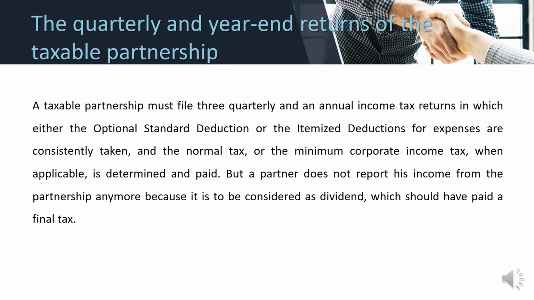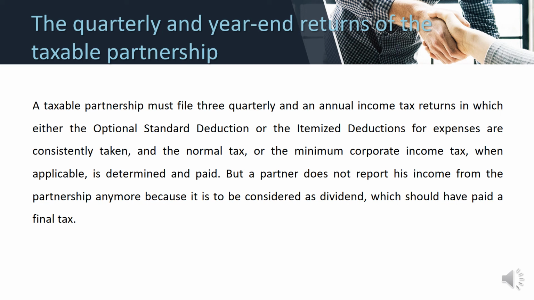Now, the general partnership in trade will also file 3 quarterly and an annual income tax returns. Okay, so since ang general partnership in trade ang taxable na partnership, since ang GPP ay hindi naman taxable, the general partnership in trade is a taxable partnership and it must file 3 quarterly and an annual income tax returns. Okay, in which either the optional standard deduction or the itemized deduction for expenses are consistently taken. So kung ang pinili na do sa first quarter ay OSD, dapat for the rest of the year ay OSD na siya. Pero kung ang pinili ng partnership ay itemized deduction dun sa first quarter, dapat itemized deduction na siya for the whole year. Okay? So, yan yung ibig sabihin ng consistently taken.